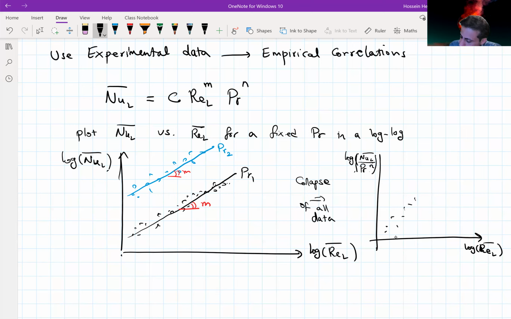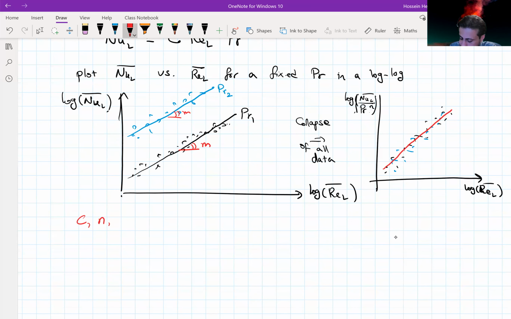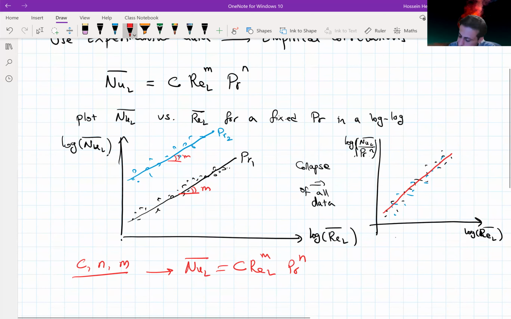So what we would see are these collected data, the other collected data, and this is going to be the fitted line here. These are really the graphical charts to find the values of C, n, and m, and based on that we can find the correlation for Nusselt number in the form of Reynolds number of L, Prandtl number to the power of n.